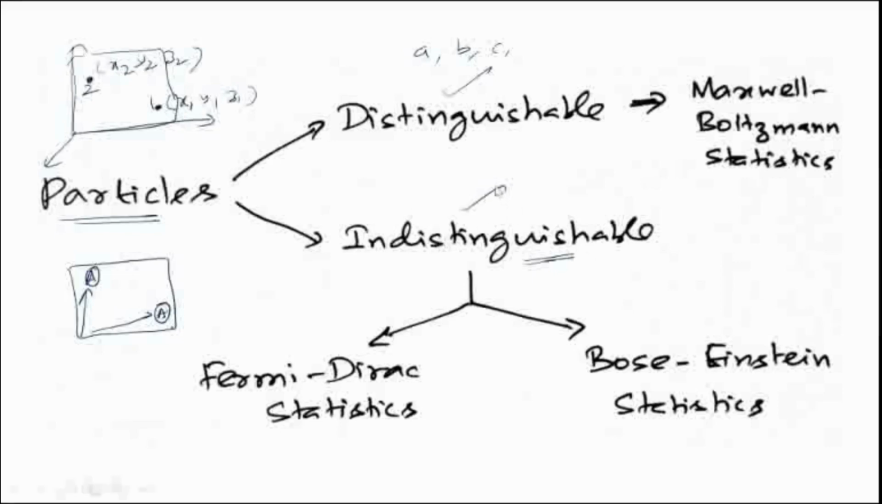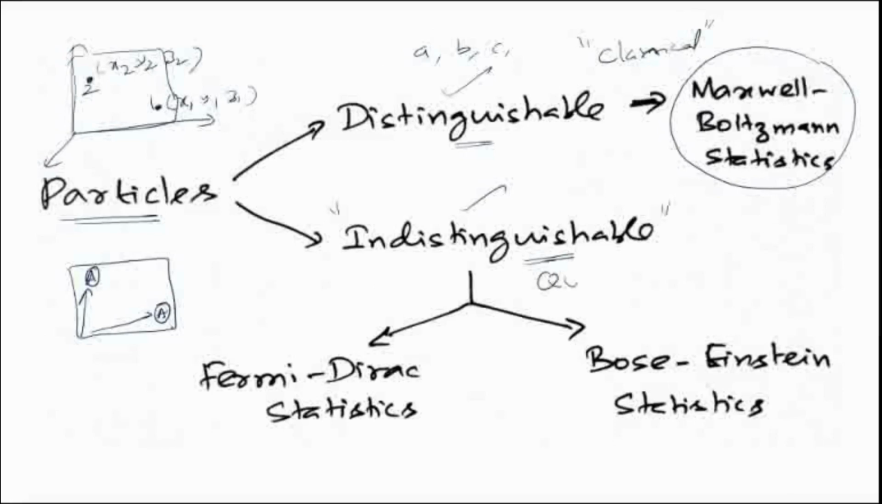Now, to study distinguishable particles, we have a statistics called Maxwell-Boltzmann statistics. We also call this statistics classical statistics. To study indistinguishable particles, we use statistics called quantum statistics.